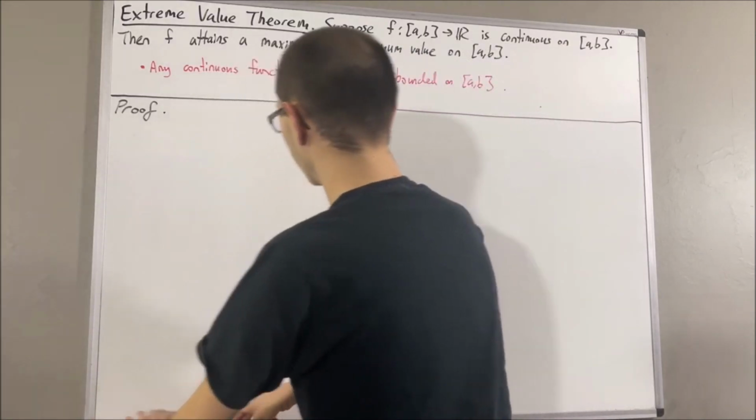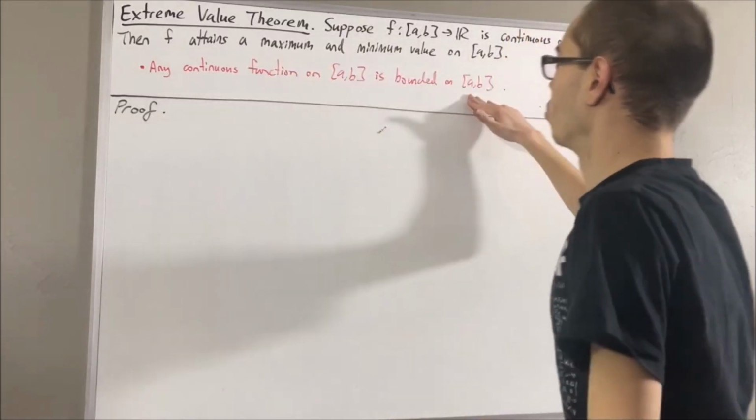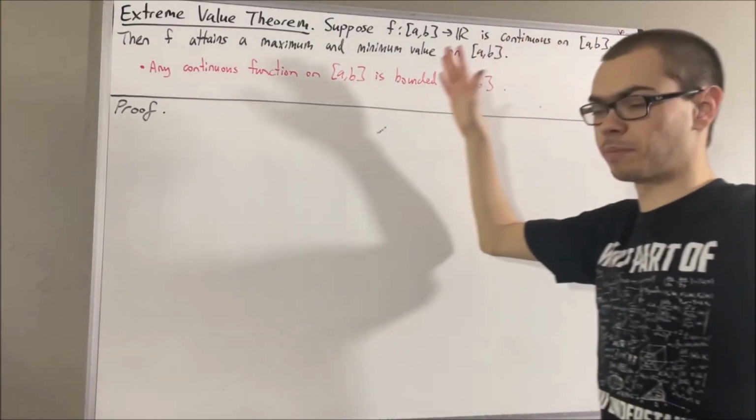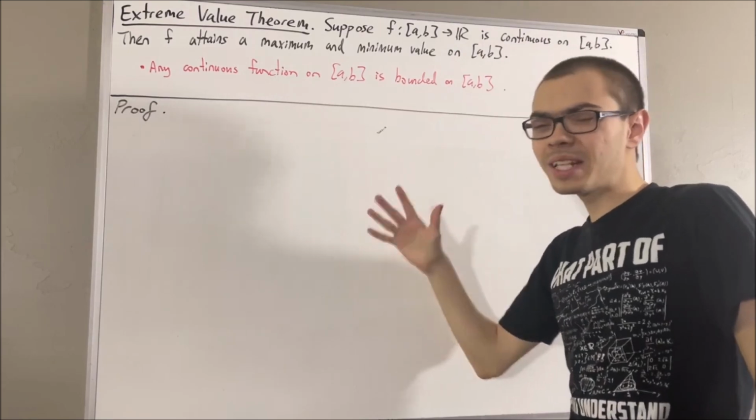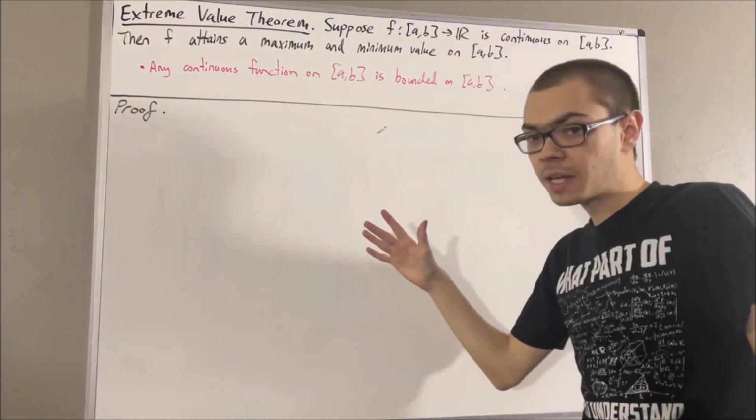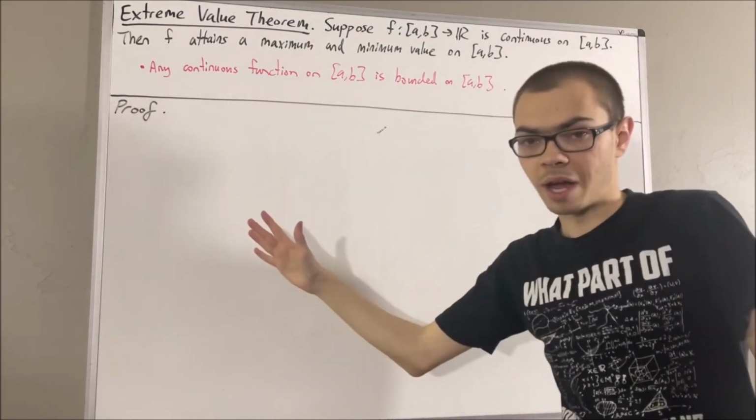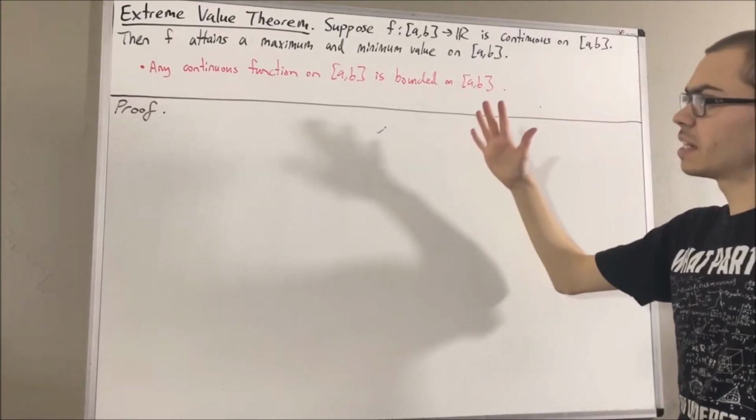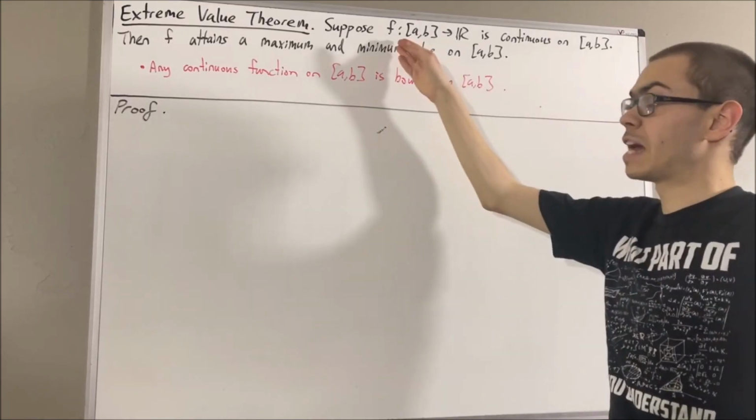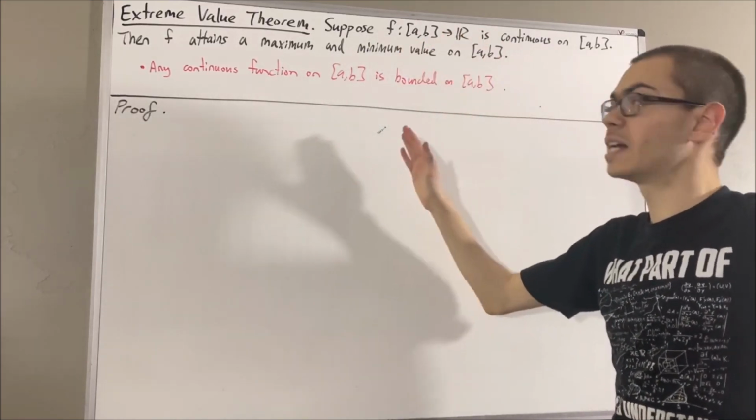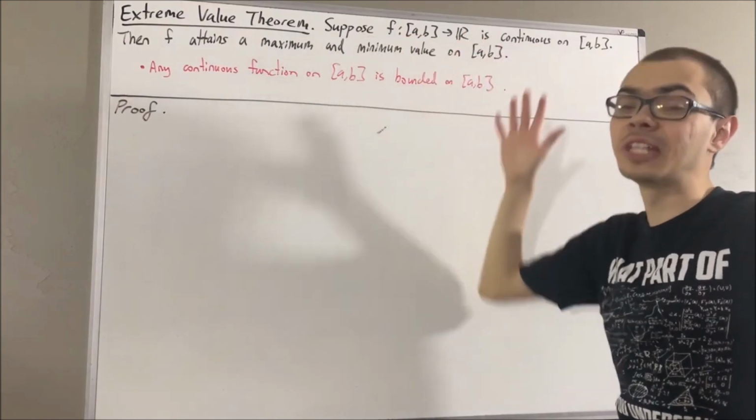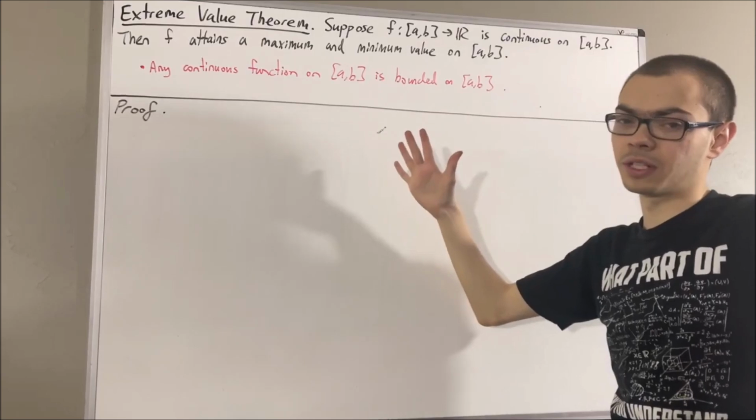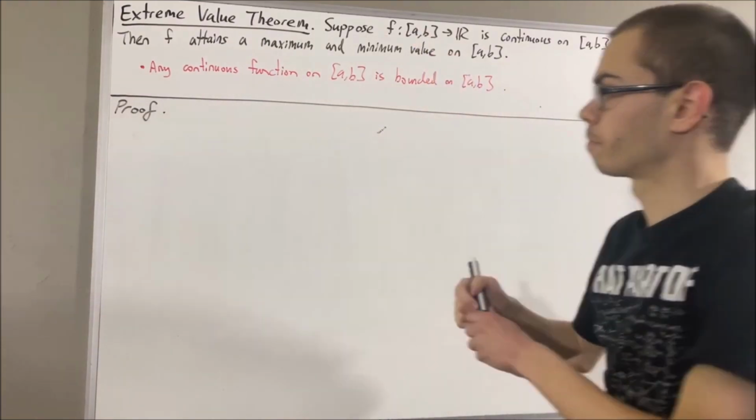So, start of the proof. According to this result, we know that f is bounded on [a, b]. And because f is bounded on [a, b], the set of output values of f has an upper bound and a lower bound. By the completeness property of the real numbers, since the set of output values of f has an upper bound, that implies the set of output values of f has a least upper bound. We're going to let u be the least upper bound of the output values of f.